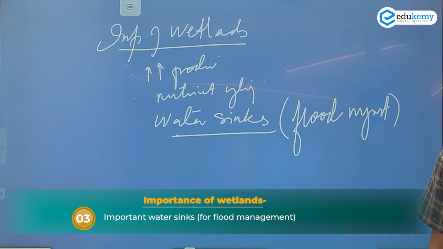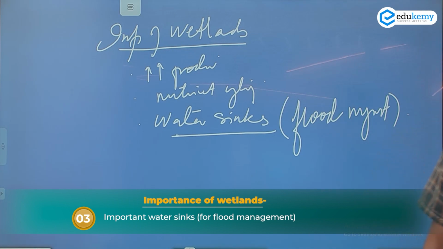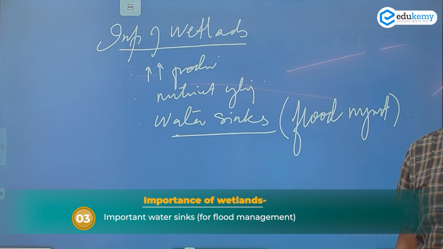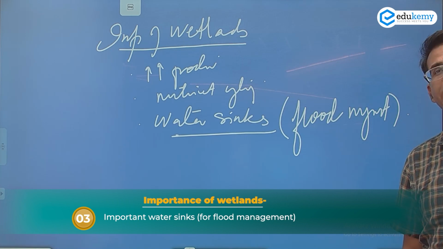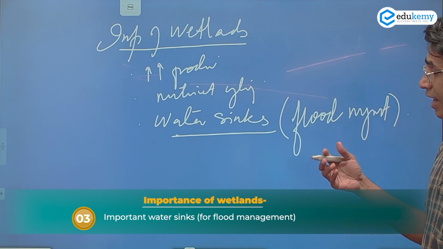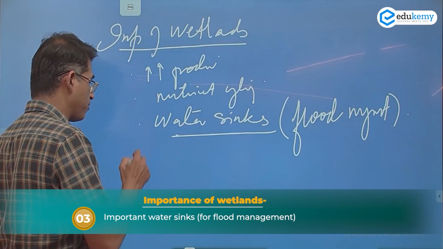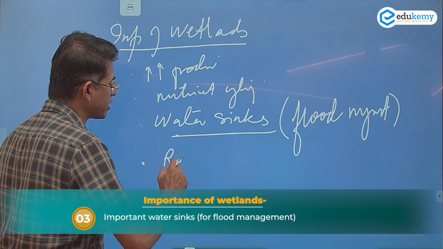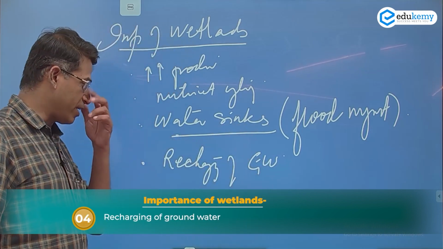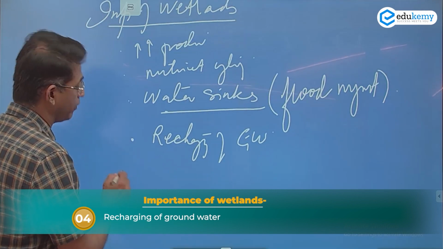About Bangalore, right? One reason why Bangalore has so many floods, Chennai has floods, is because water is not percolating down because the natural lakes have been compromised. The natural lakes which would have acted as water sinks have been compromised. So flood management, where there can be locations where water percolates down. So this is important. They're important for recharging of groundwater, the groundwater sustenance.